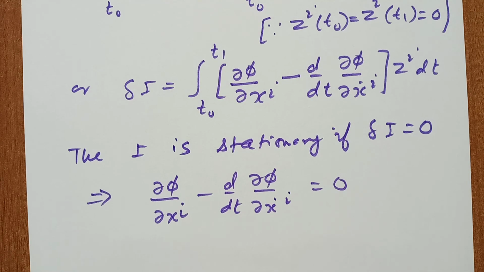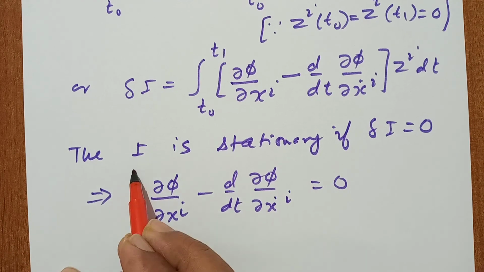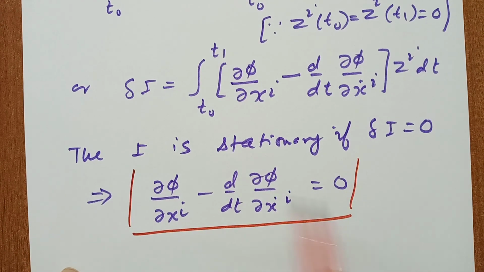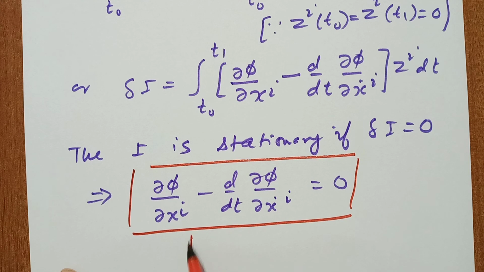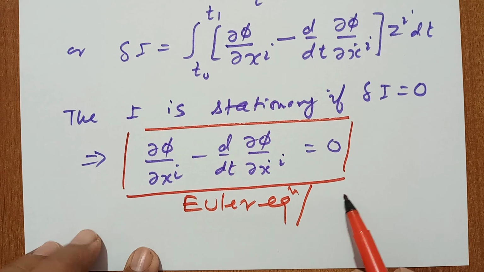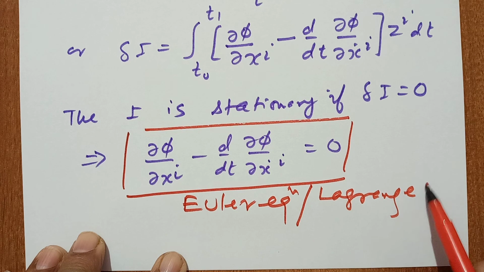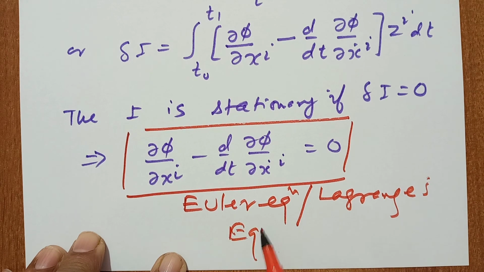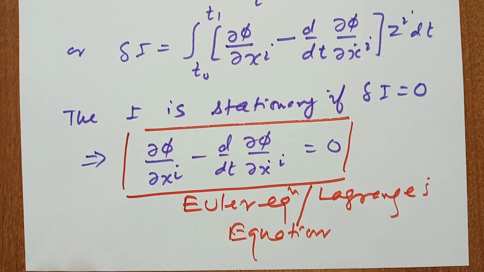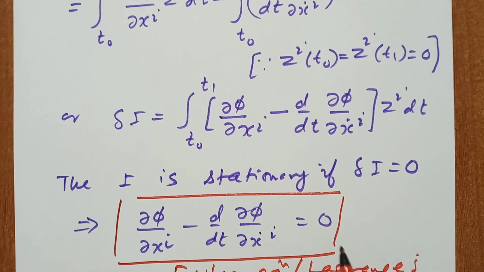This equation is called the Euler or Lagrange equation. This is important: this equation is called the Euler equation. It is also called the Lagrange equation. So this is a very important equation known as the Euler equation.